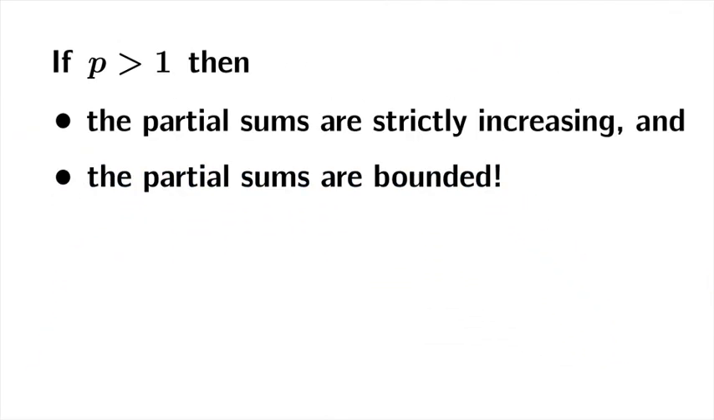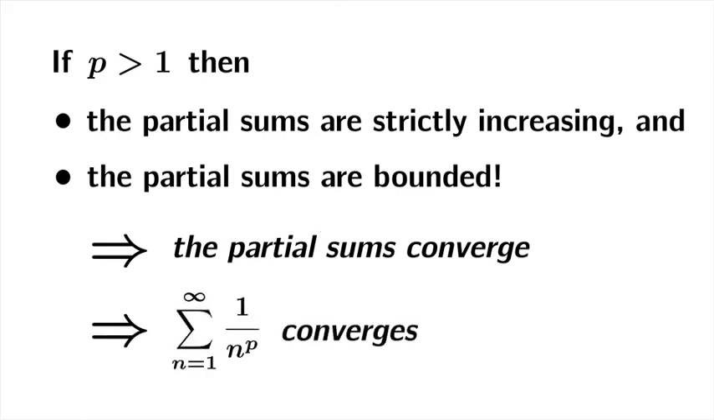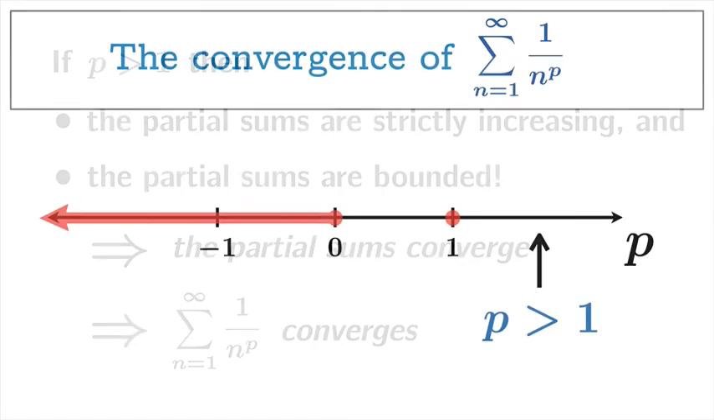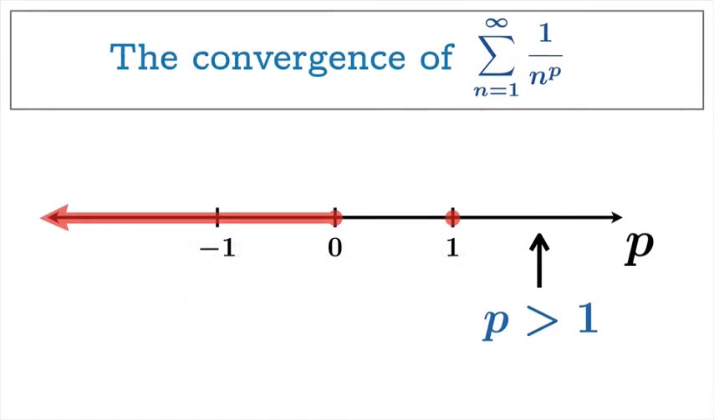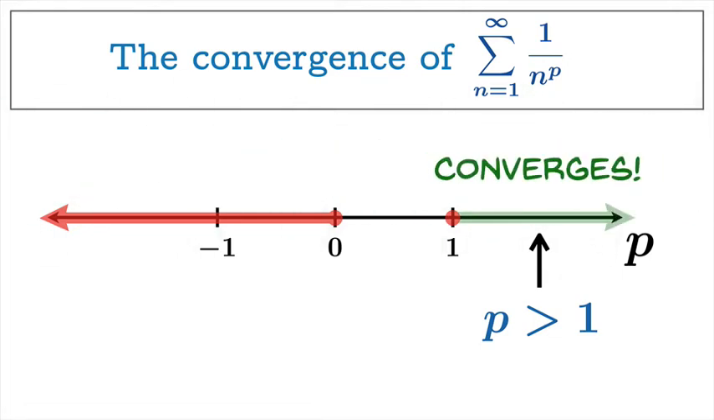So let's just put this all together. When p is greater than 1, then the partial sums are strictly increasing and the partial sums are bounded. And together, the monotone convergence alternative tells us that the partial sums have to converge. And then, of course, by definition, the series must converge. So what we've just derived is the fact that when p is greater than 1, our p-series converges. So all these cases converge.